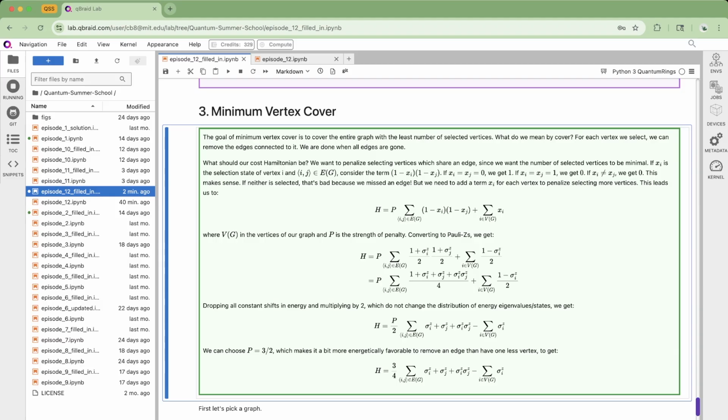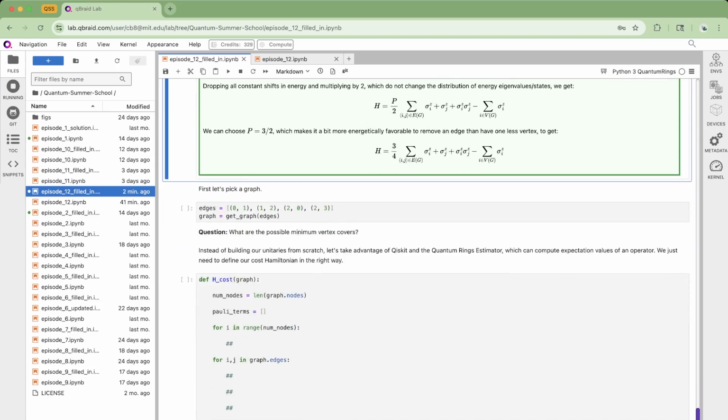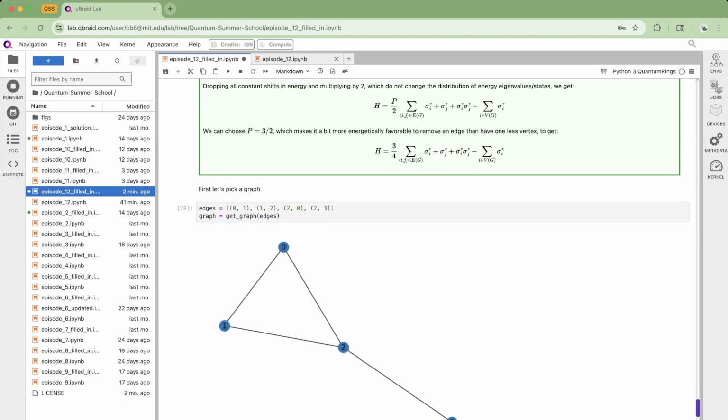So that's what the second term here is in this last equation. If a qubit is in the 1 state and the coefficient out front is -1, then that's actually going to be +1 in energy. And if it's in the 0 state, that would be -1 in energy. So we want to select as few vertices as possible. So let's pick a graph for this.